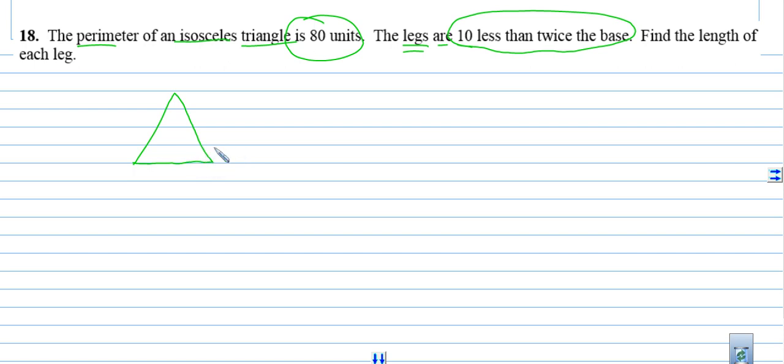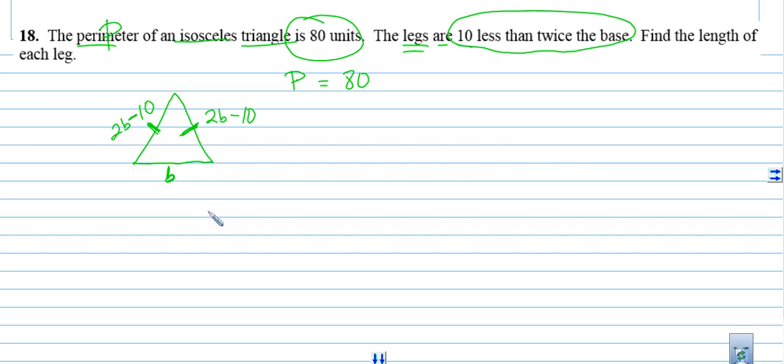So you have an isosceles triangle. It says the perimeter, that's denoted by P, so I'm going to change that to a P here, of an isosceles triangle, which means this side and this side are equal, is 80. It says the legs, which are this side and this side, are 10 less than twice the base. So this is the base, which is b, and these are 10 less than twice that. So you would do 2 times b minus 10 for each of these. Now find the length of each leg.